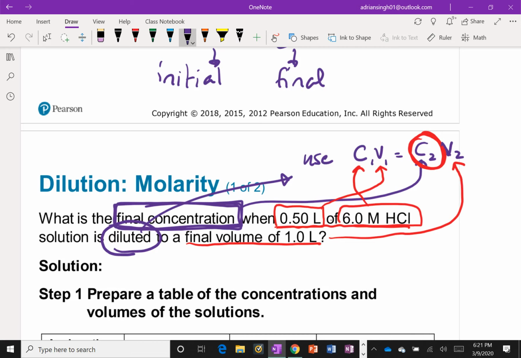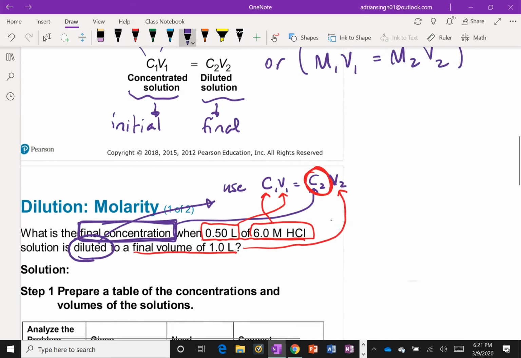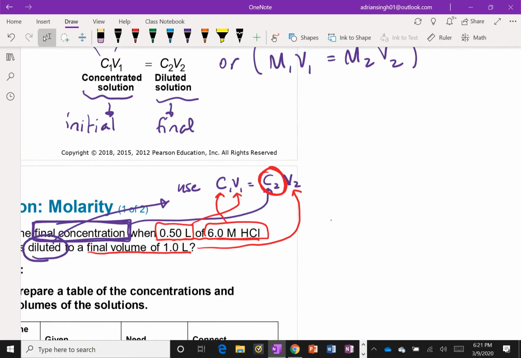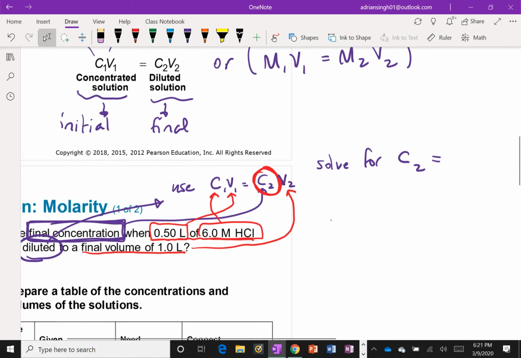All right, so this becomes, again, like I said, a little algebra problem. We need to solve this for C2, the final concentration. So to isolate the C2 on one side, we can divide both sides by V2. Right, so the V2 cancels out. So we end up with C2 being equal to C1V1 over V2.